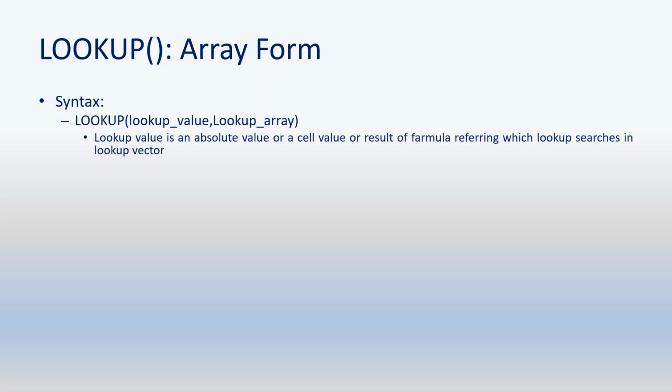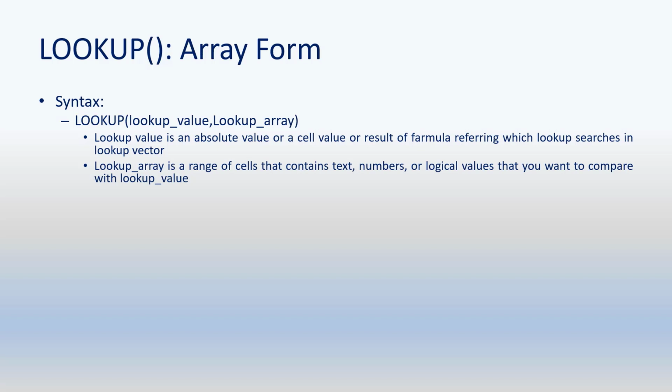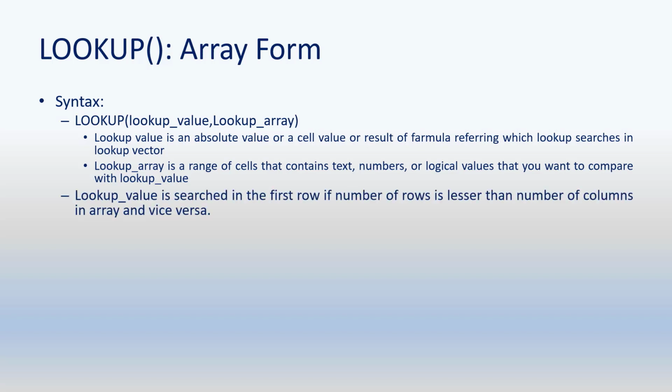We will summarize our understanding on the arguments. So the lookup value is an absolute value or a cell value or a result of formula referring which the lookup function searches in lookup vector. Lookup array is a range of cells that contains text, numbers or logical values that you want to compare with lookup value. You need to make a note of an important point that the lookup value is searched in the first row if number of rows is less than number of columns in array and vice versa.